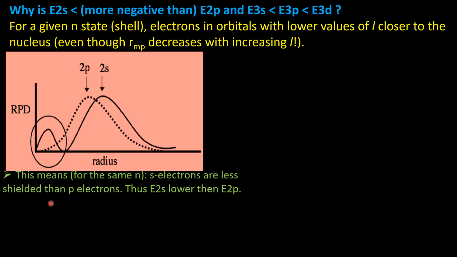So this means that for the same value of n, that is n is equal to 2, the s electrons are less shielded than p electrons. Thus E2s is lower than the 2p states. This means that the shielding effect has importance in the ordering of orbitals. That is, the 2s orbital, which is close to the nucleus, is less shielded than the p orbital electrons, which are away from the nucleus as compared to the 2s. So the energy of 2s will be lower than 2p orbitals.